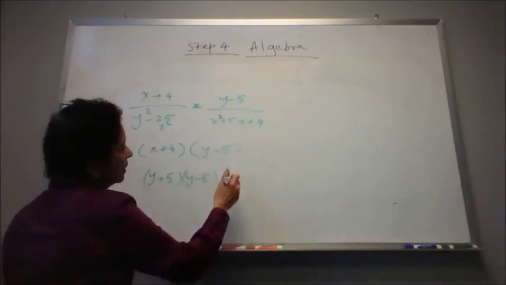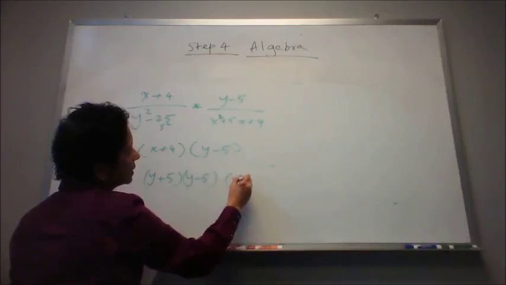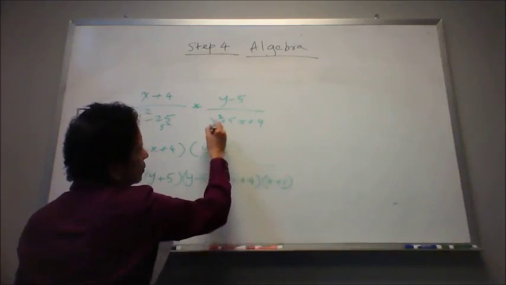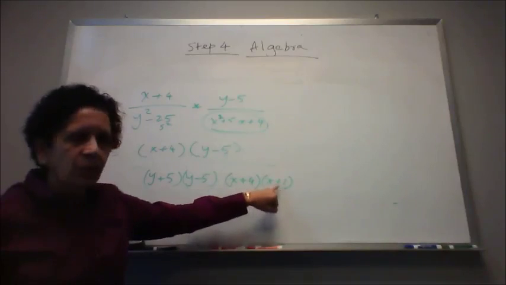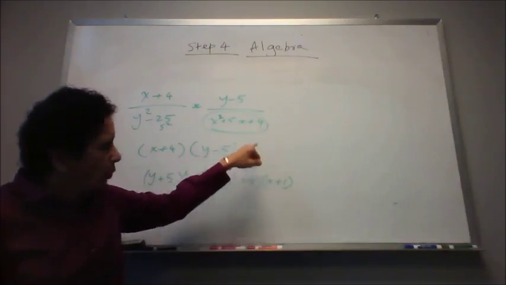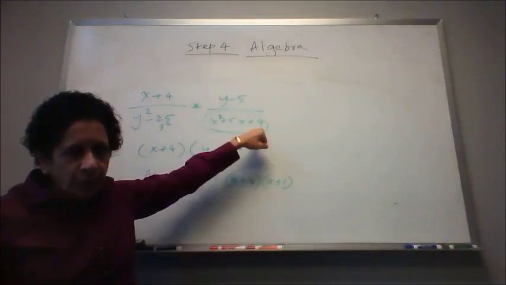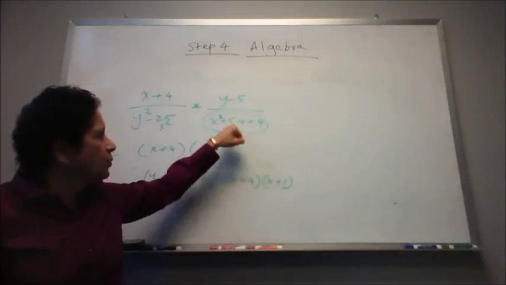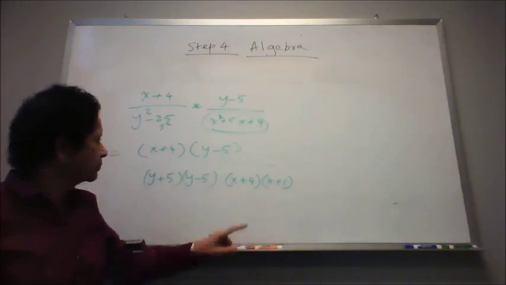And then here, this is x plus 4 times x plus 1. So you need to factor this. So the two constants, we saw that before. You need to factor this: 4 times 1, the two constants should multiply to 4. Then when you add the two constants, it should add up to the middle number. So that's what we saw before. So that's how you factor this.